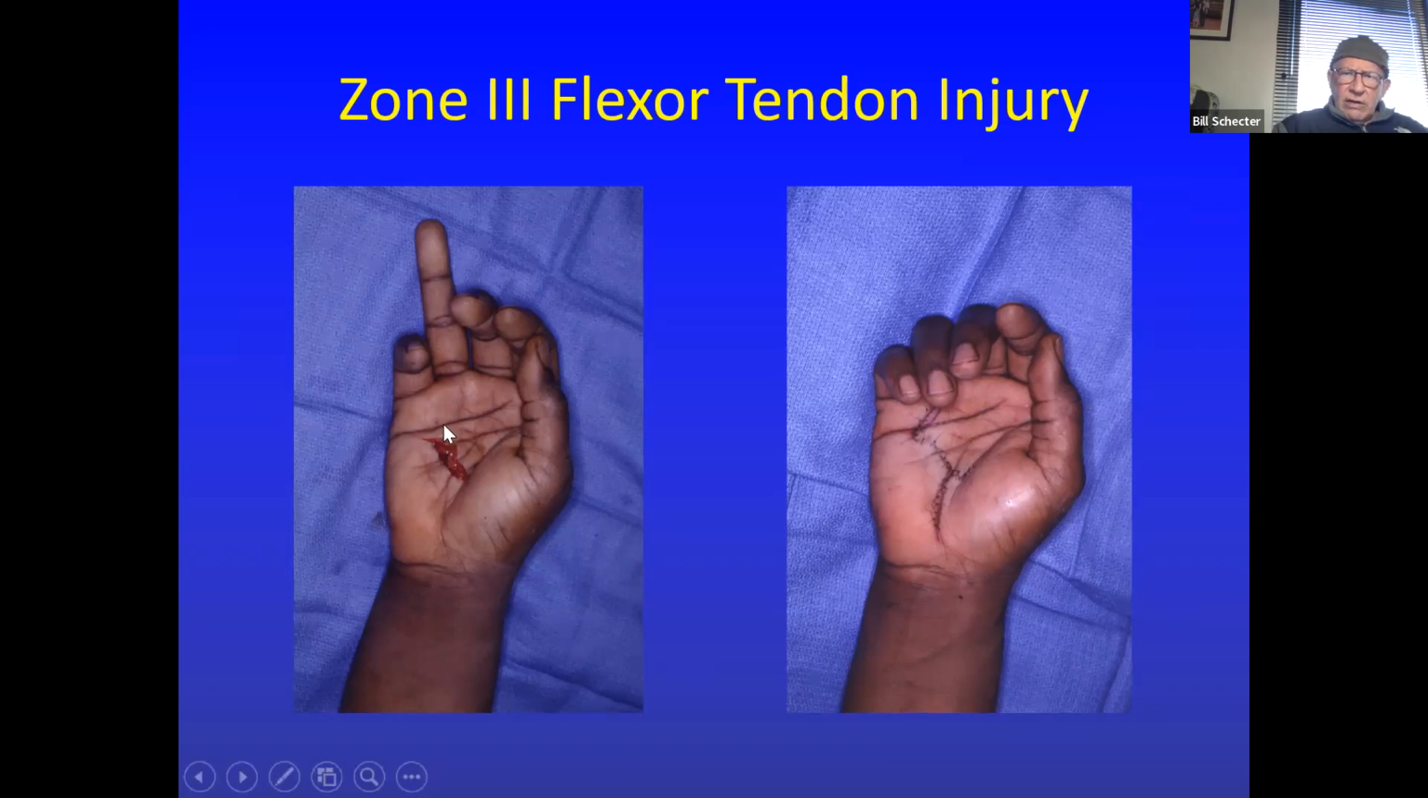So here you can now look at what they've done from exposure here. They've opened up, probably cut a little bit of the transverse carpal ligament to get proximal exposure. You see they made a zigzag incision to expose it. And here you can see the proper alignment of the fingers after they've repaired the tendon injury.